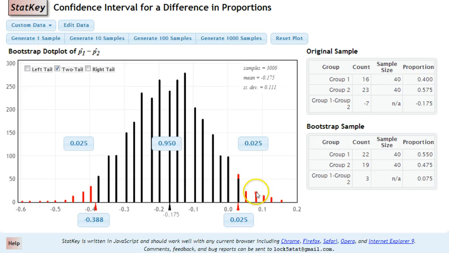But we have our 95% interval here. It does cross over 0, and what it's saying is that the difference between population proportion 1 and population proportion 2 could be anywhere between a negative 38%, 39% difference and a positive 2.5 or close to 3% difference between the two samples. So we cannot conclude that one of them is clearly better than the other.